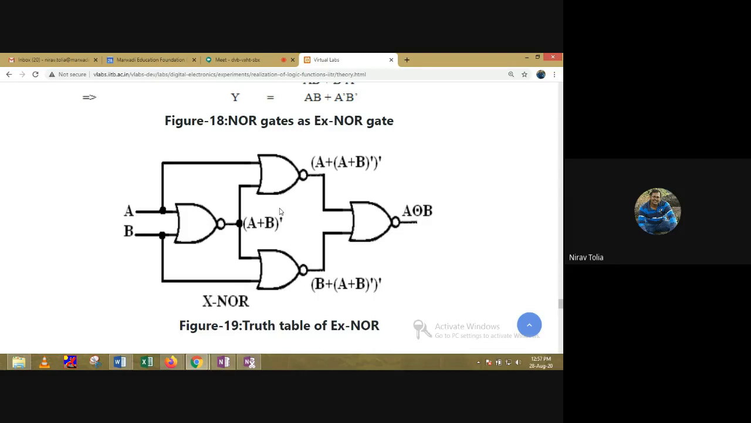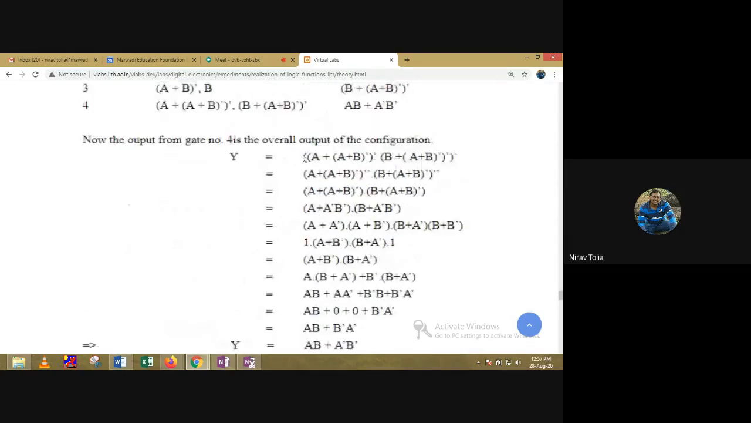Also, the other input of gate number 2 is A and the other input of gate number 3 is B. So the final equation I have is A plus B bar whole bar, and the output of gate number 3 is B plus A plus B bar whole bar. And again, the outputs of gate number 2 and gate number 3 we are connecting at the input of gate number 4. So finally we have the equation AB plus A bar B bar, which is the equation of the exclusive NOR gate. So this is my output.